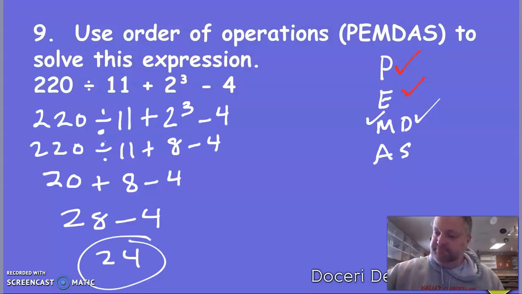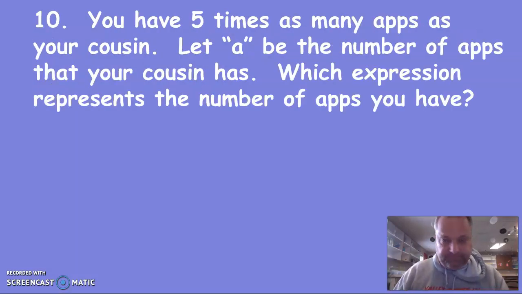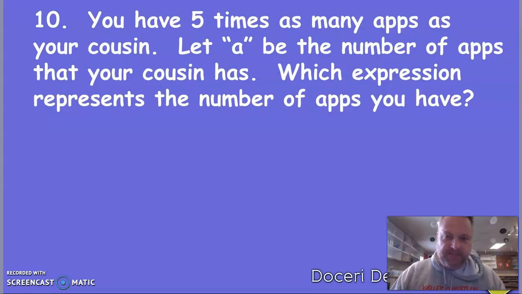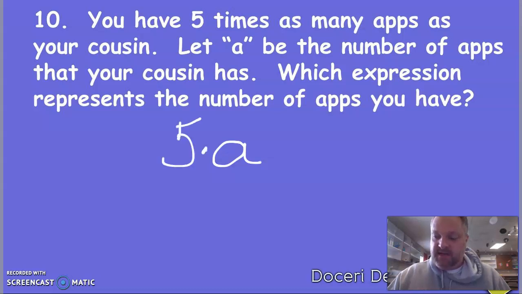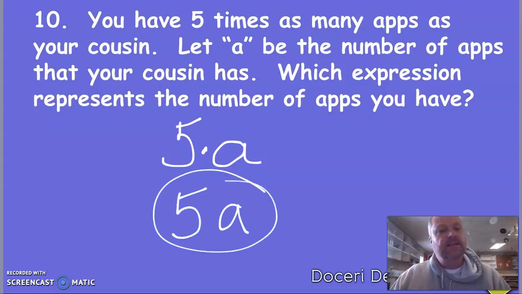Okay, let's move on to number 10. You have 5 times as many apps as your cousin. Let A be the number of apps that your cousin has. Which expression represents the number of apps you have? Okay, so your cousin has A apps. So we would write the letter A. That represents how many your cousin has. If you have 5 times as many, you have 5 times A. Or you could simply write it as 5A. And that's how you would do number 10, or a problem like number 10.